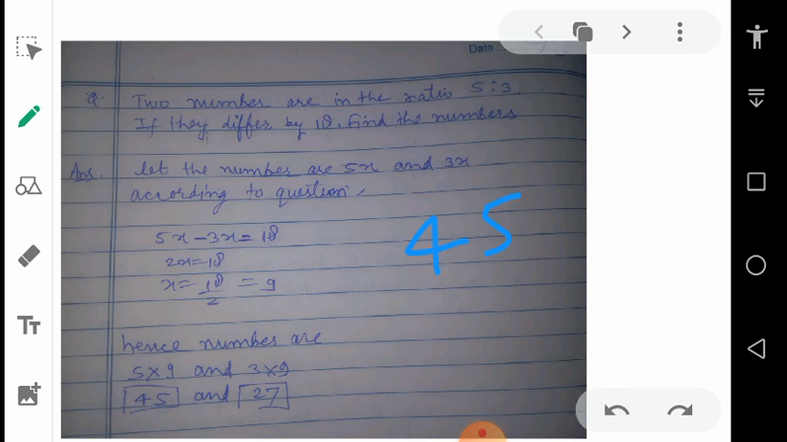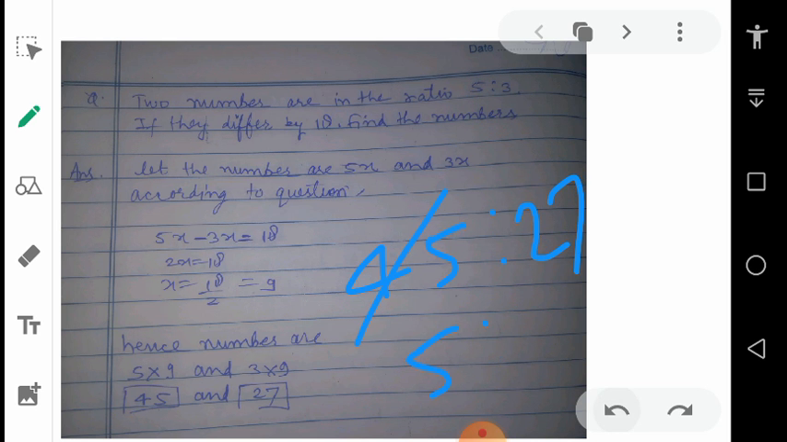Again, the ratio of these numbers is 5:3. So 45 ratio 27: if we want to convert it into the simplest form, we have to divide by 9. 9 fives are 45 and 9 threes are 27. Now the ratio is also 5:3 as it is given in the question. It means our answer is 100% right. So you can also cross check if you are doubtful.